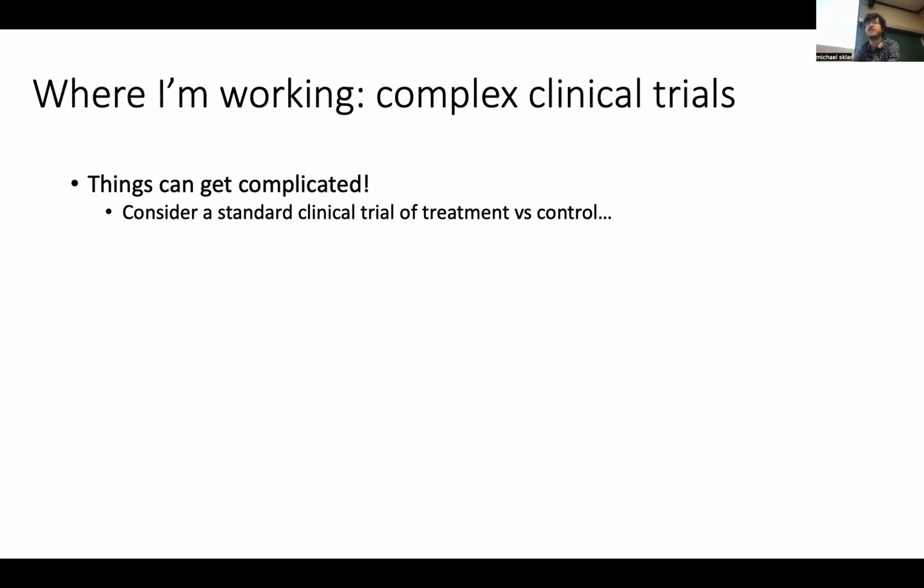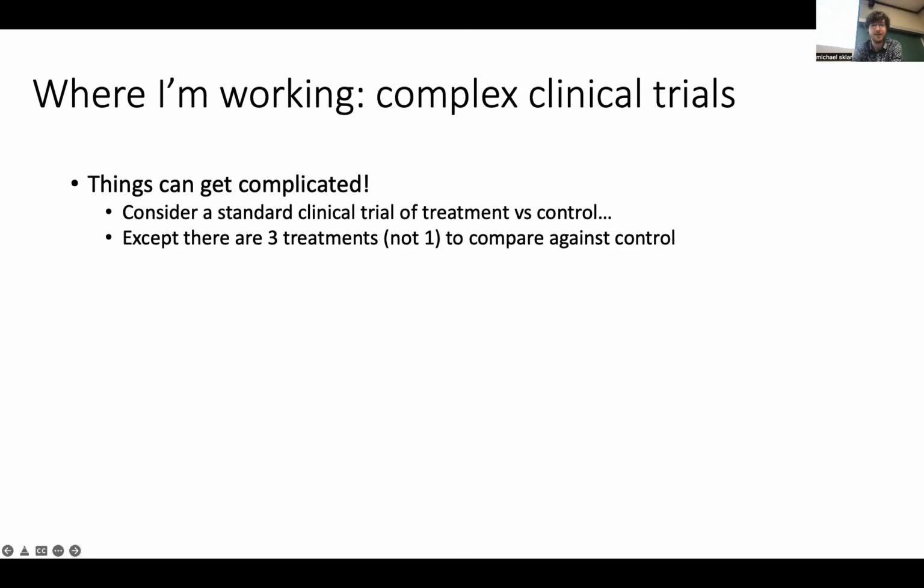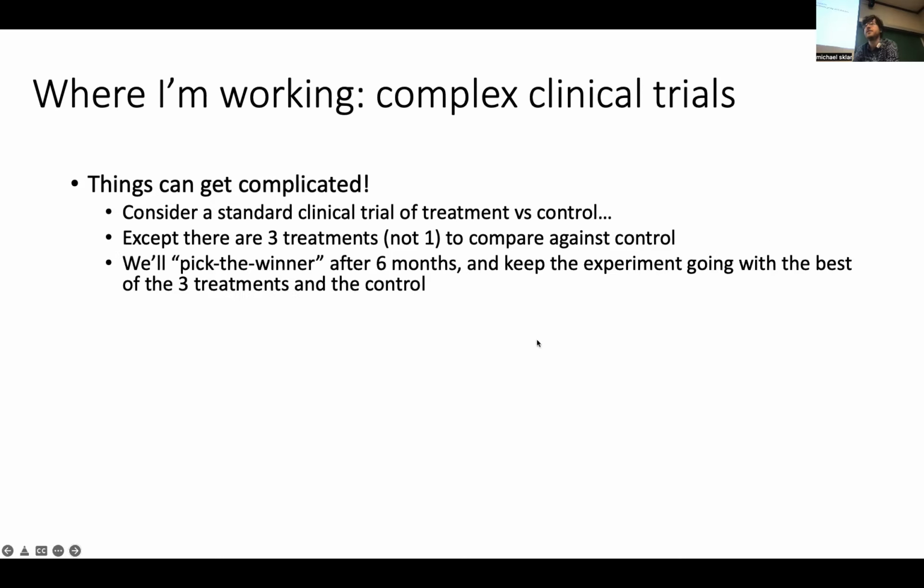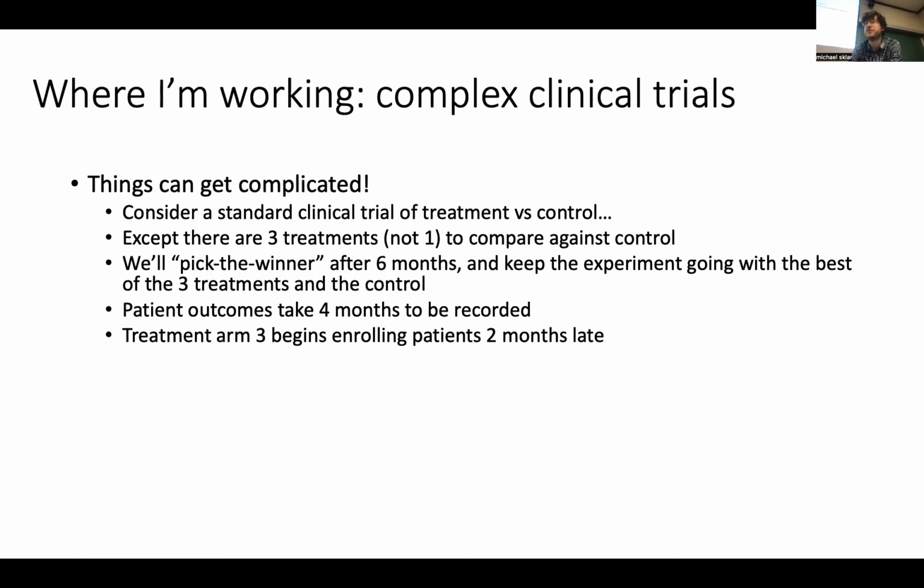If you were to start with, say, a standard clinical trial of treatment versus control, people want to add on more and more things. Maybe there are 3 treatments and not 1, and you're trying to find not only which one's the best, but after 6 months, you want to drop 2 of the treatments and keep going with the better one versus control, to get better inference on that one. Maybe there's a delay, a lag time in recording, right, when the patient's deaths are observed or progression of disease. There are operational constraints that come up. So maybe the 3rd treatment arm is going to start late.